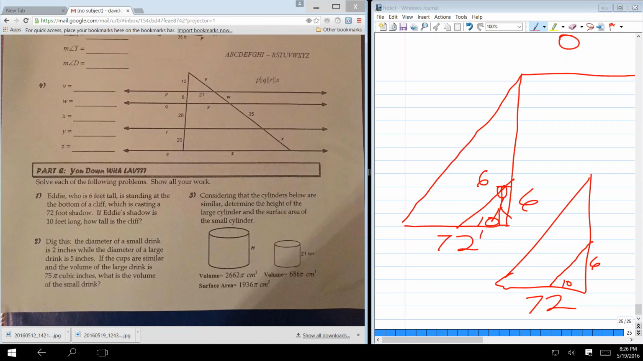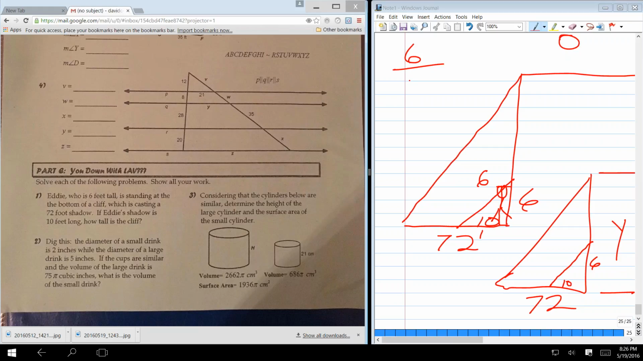So you can do... I'm trying to solve for this. We'll call that y. It's the height of the cliff. Okay, so you can do 6 over x is equal to... I don't see an x. I mean, yeah, 6 over y. Well, you actually could do it that way.